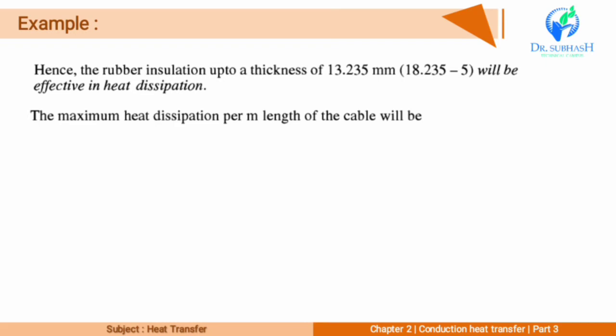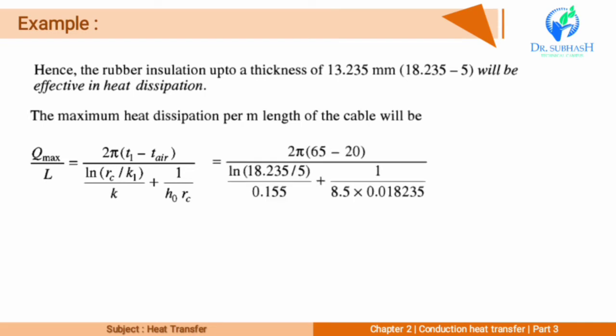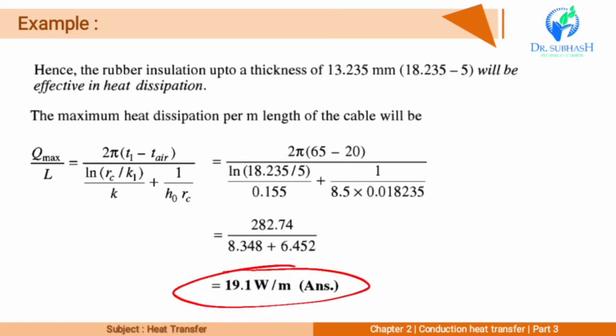The maximum heat dissipation per meter length of the cable will be Q maximum, or heat transfer per unit length, Q by L, that is equal to 2 pi into T1 minus T infinity divided by ln(Rc by R1) divided by K, plus 1 upon Ho into Rc. Putting the values in this equation, we get 19.1 watt per meter, that is our answer.